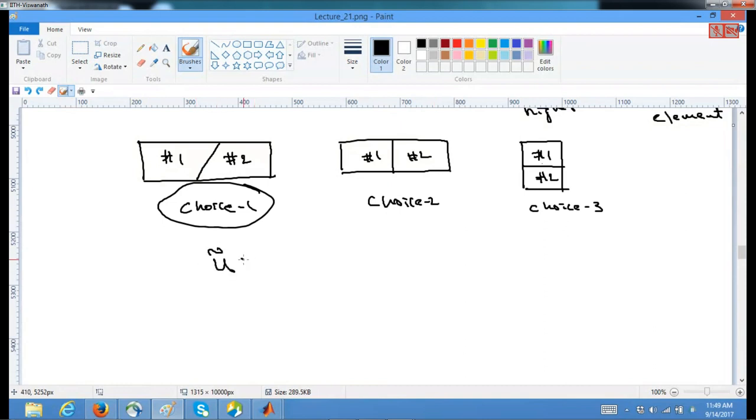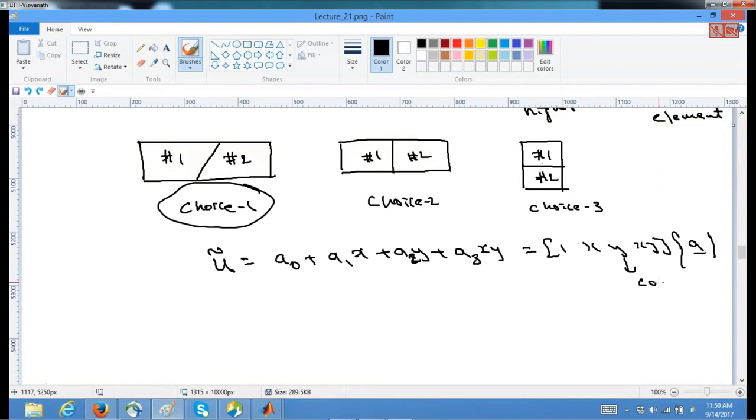U tilde is equal to A0 plus A1x plus A2y plus A3xy. That means I have taken 1, x, y, xy into A. This is complete. I'm not saying the polynomial is not complete. It is still complete, but it may not be compatible. That will become known depending upon the choice of the elements. So let me come to that.